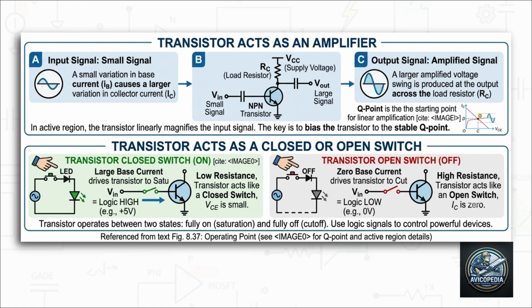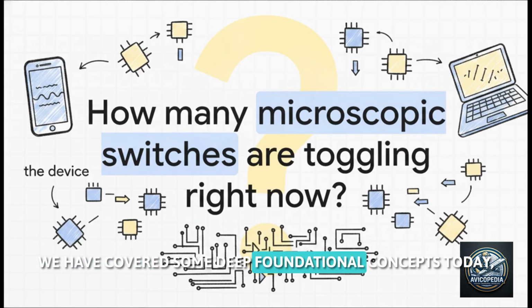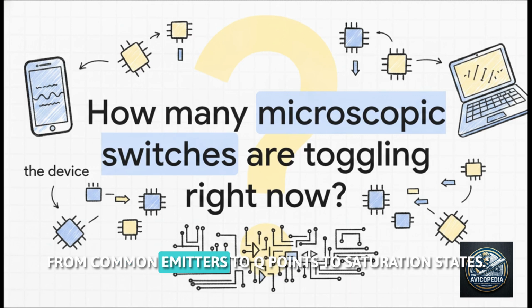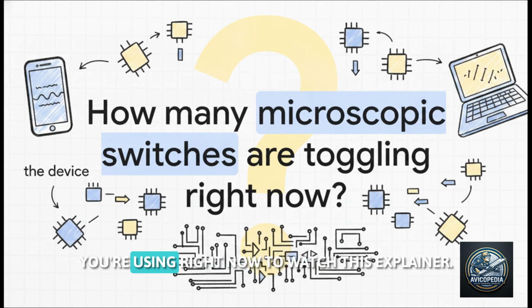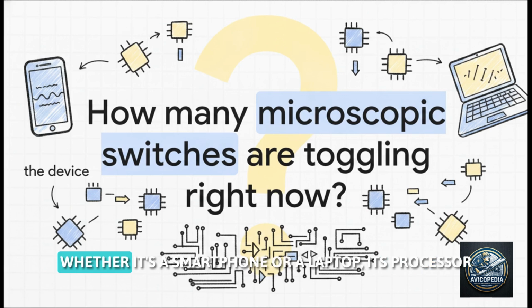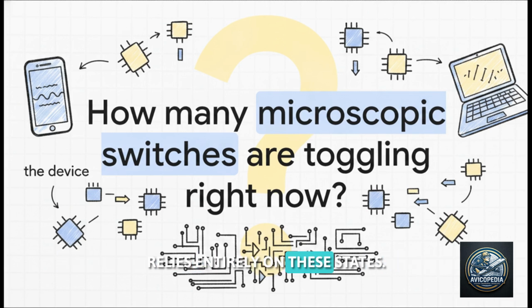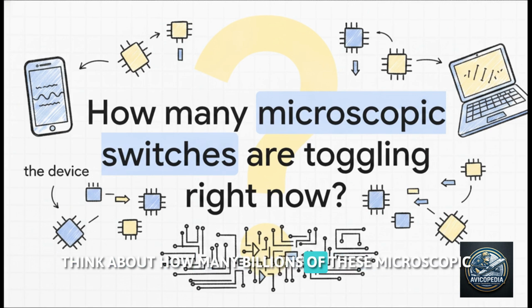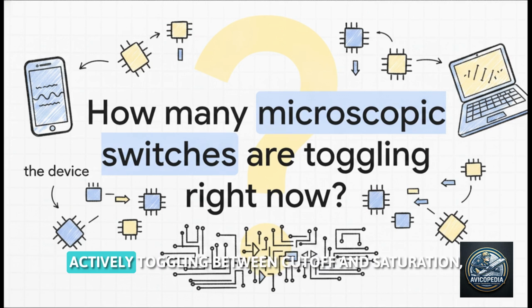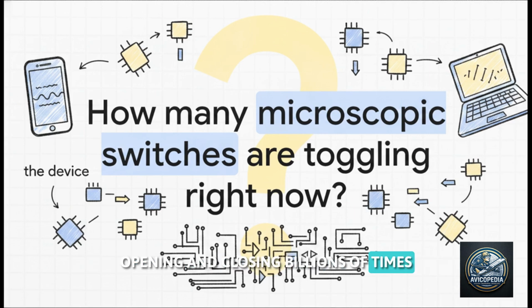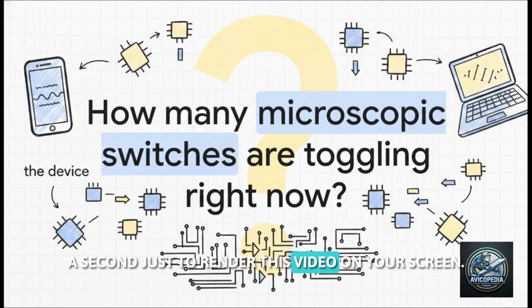We have covered some deep foundational concepts today, from common emitters to Q points to saturation states. But I want to leave you with one final thought. Take a look at the device you're using right now to watch this explainer. Whether it's a smartphone or a laptop, its processor relies entirely on these states. Think about how many billions of these microscopic transistors are sitting on that tiny silicon chip right now, actively toggling between cutoff and saturation, opening and closing billions of times a second, just to render this video on your screen.